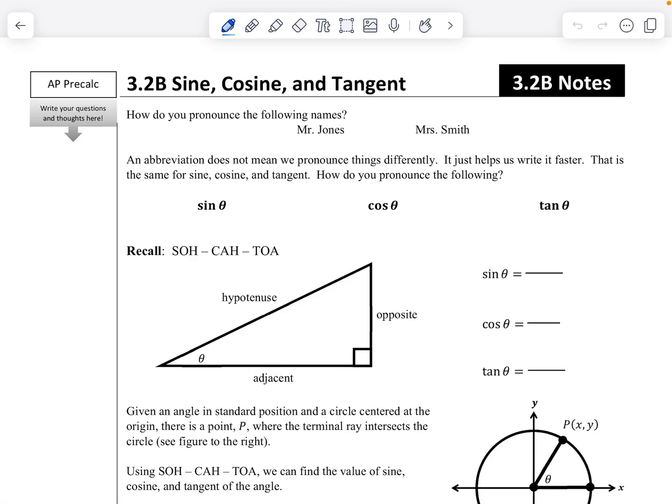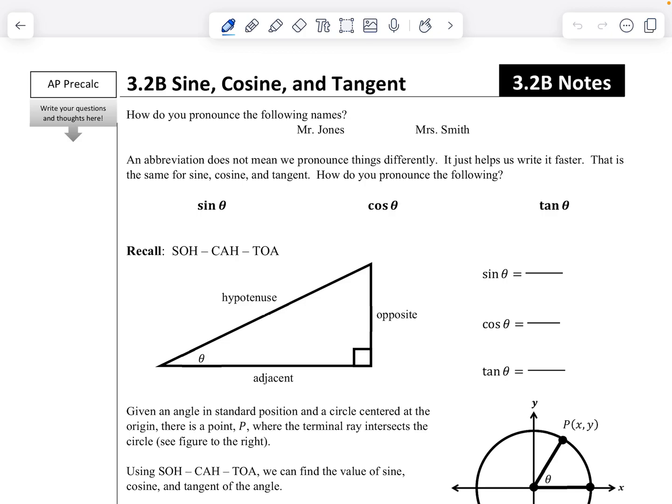All right, today we're going to go over sine, cosine, and tangent. So just like abbreviations, right? Sine, cosine, and tangent have abbreviations, just like Mr. Jones and Mrs. Smith: MR for Mr., MRS for Mrs. It doesn't mean we pronounce anything differently. It just helps us write it faster. So again, this is the sine, the cosine, and the tangent.